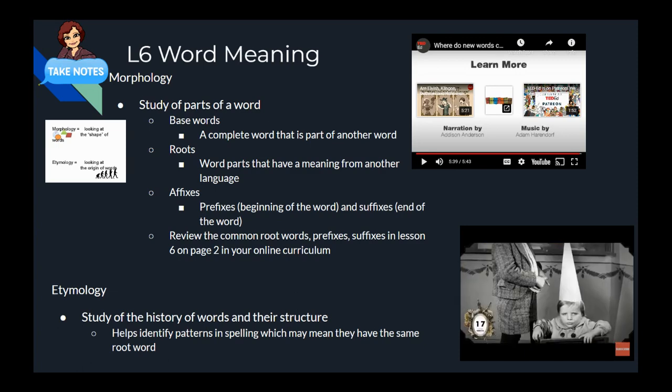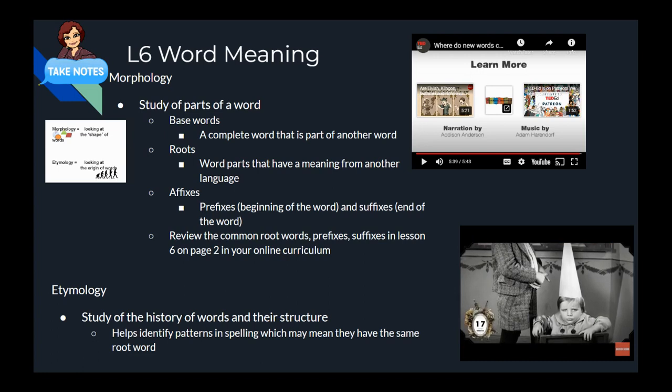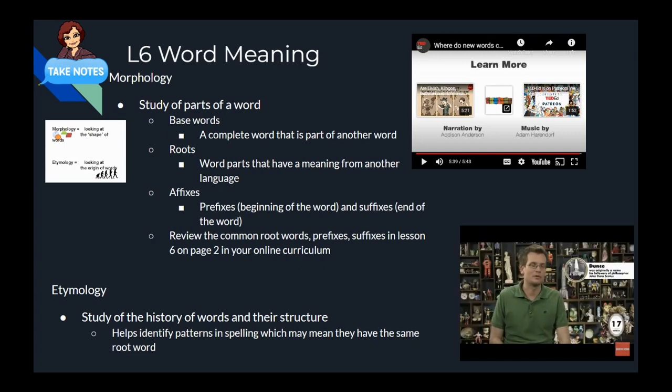The word dunce is also a reference to philosophy. John Duns Scotus was a philosopher whose teachings were largely religious and influenced the Catholic Church. His followers were called dunces. Later philosophers weren't so impressed with his work, so dunce took on a negative connotation.